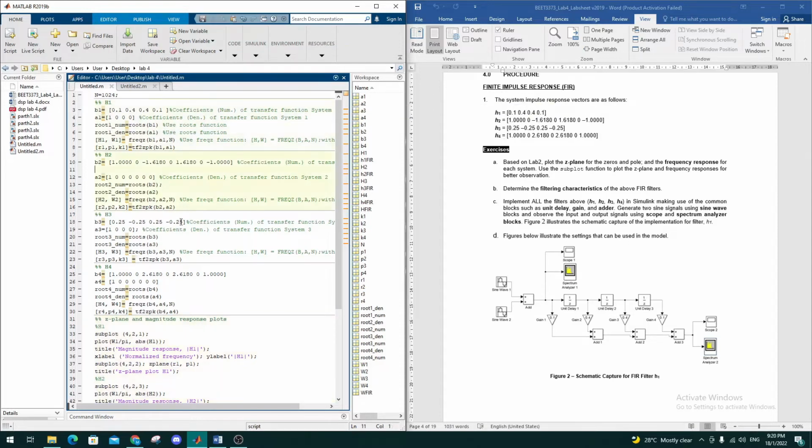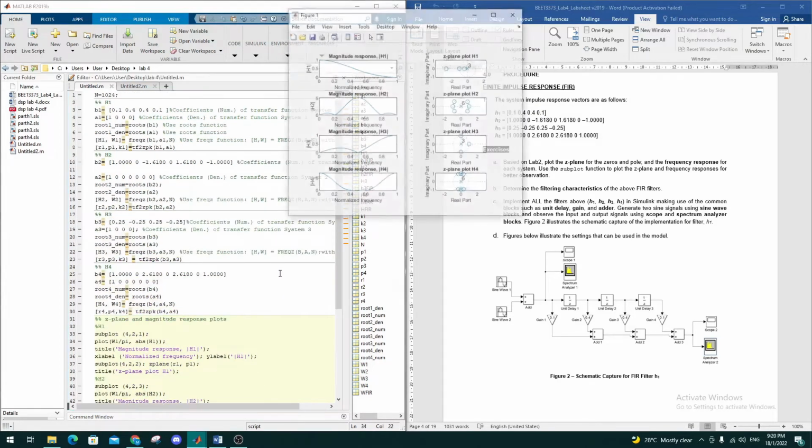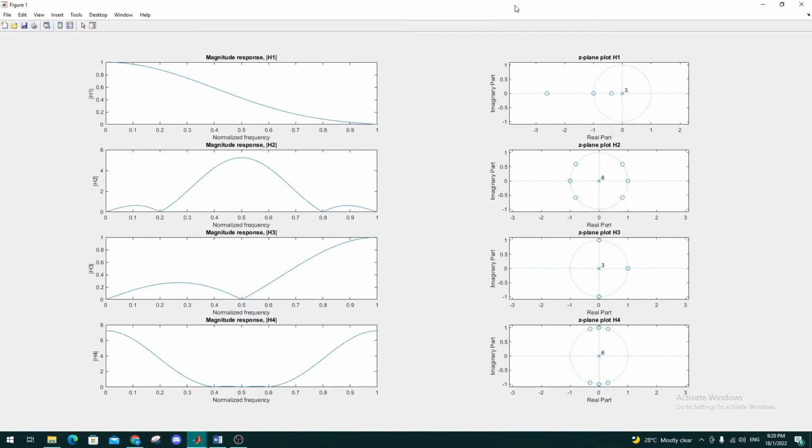So this is the coding for the Z plane of each system. And if we run, we can see H1, H2, H3, H4. This follows directly. Okay, this is the graph for H1, this is the graph for H2, this is the graph for H3, and this is the graph for H4.